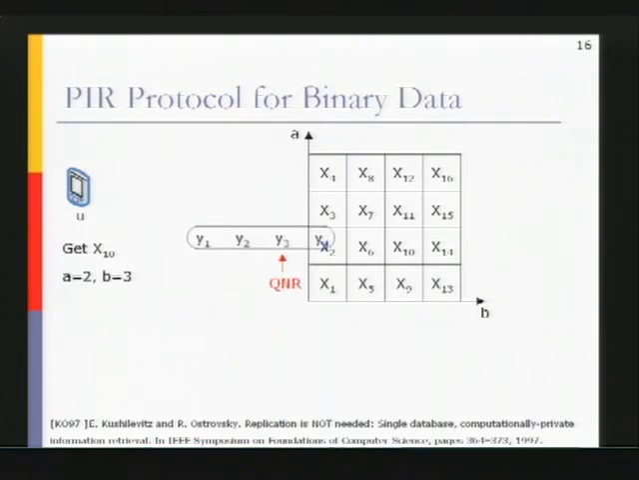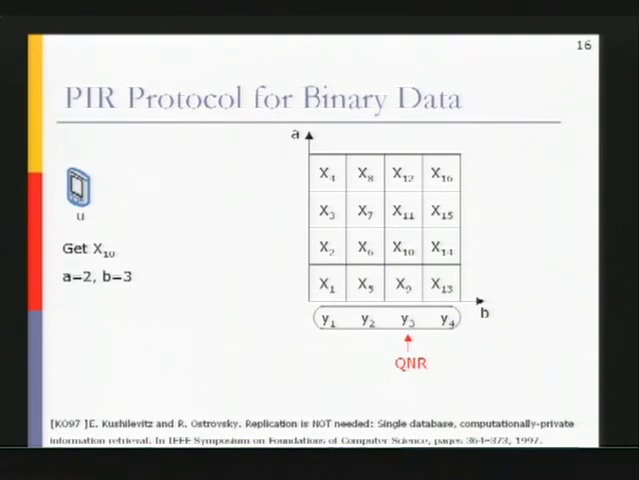This query is sent to the server. Because the server does not know the factorization, he doesn't know which one of the numbers is a QNR and which one is a QR, right? What is the server going to do?